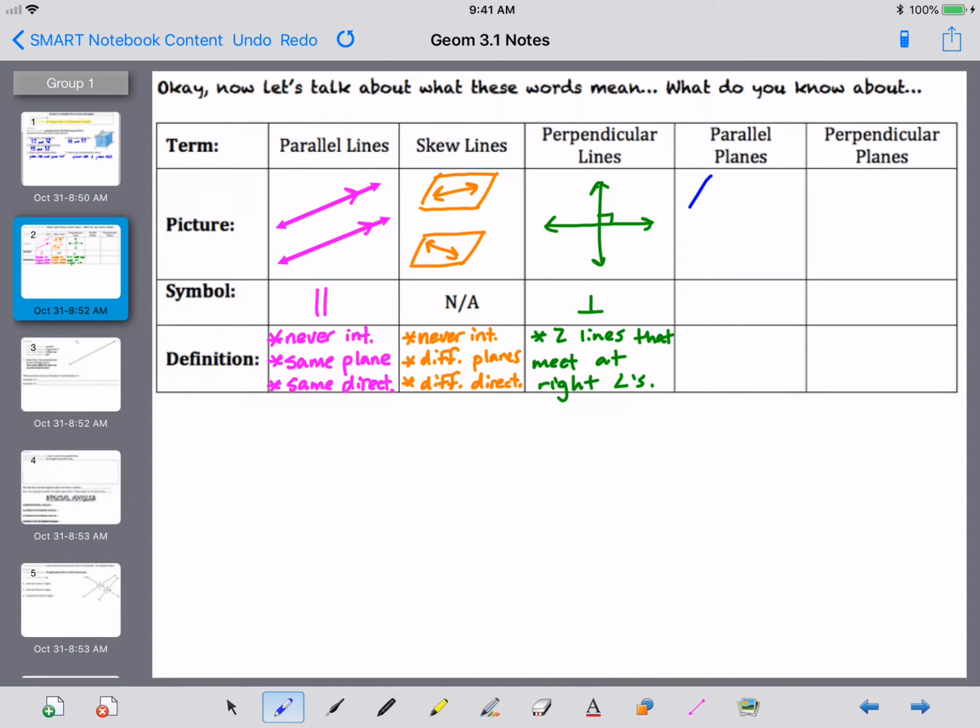Now the last two definitions deal with planes. The first here, parallel planes, would be like these planes here. You can imagine the floor and the ceiling. Still use the same symbol, parallel to, and it's two or more. So you could have multiple planes that never intersect.